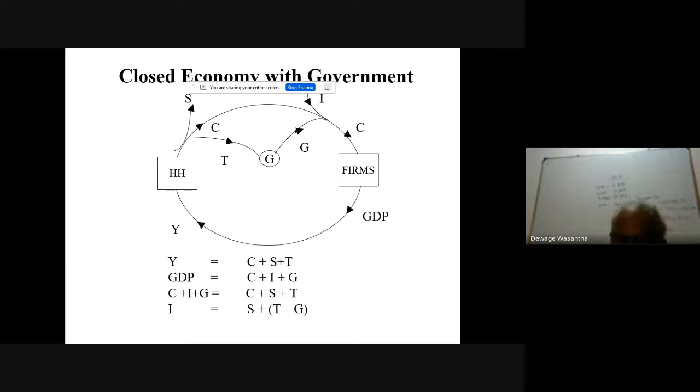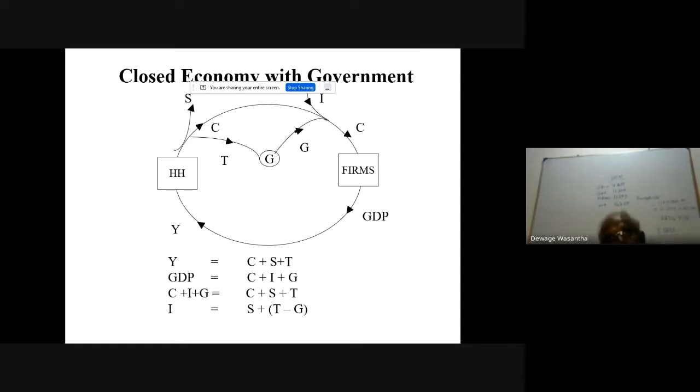What is S? Household savings. What is T minus G? T is the government tax revenue. G is the government expenditure. Then T minus G is the government savings. You can take down the government savings. Now we have two players in this model. Private sector saves, government saves. And for investment, all the savings go to the financial sector.